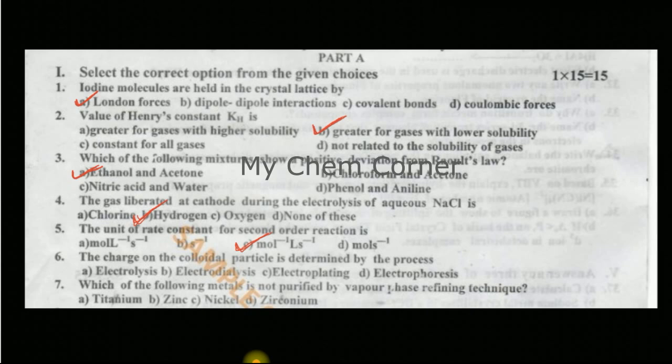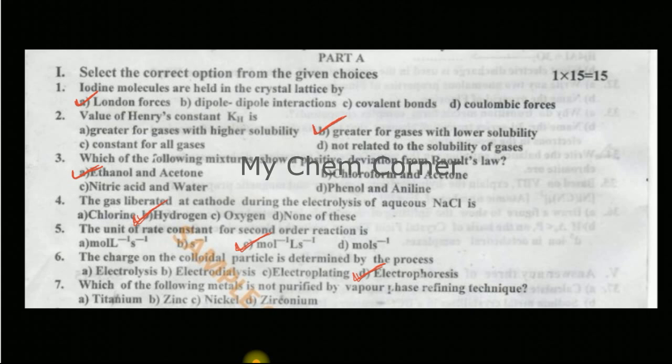Next one is the charge on a colloidal particle is determined by the process: electrolysis, electrodialysis, electroplating, electrophoresis. In these, the first three all sound the same. The first three are ignored because they follow other processes. Whenever you want to do coagulation, it is always with respect to colloidal particles, it's always with respect to electrophoresis only.